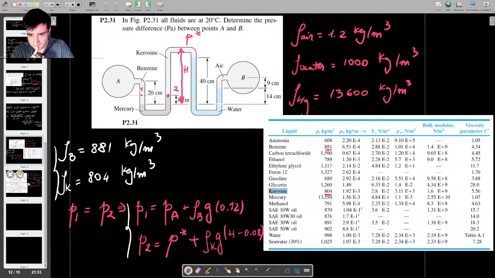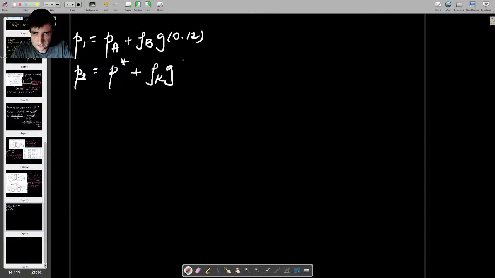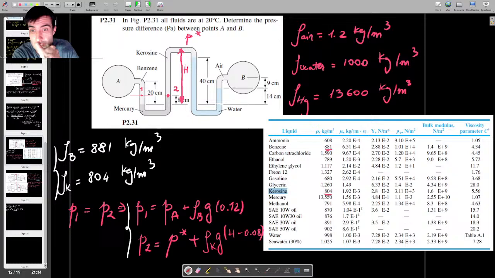So for pressures P1 and P2, I have P1 is equal to PA plus rho B, so that's benzene g 0.12, and then we have P2, which is P star plus the density of the kerosene times g times H minus 0.08. Okay, I'm just gonna double check those. I don't really want to make any silly mistake right now. So for point 1, we have PA plus density of the benzene times this height, which is definitely 12 centimeters, which is fine. And then this height is H minus, yeah, okay, cool, that's fine.